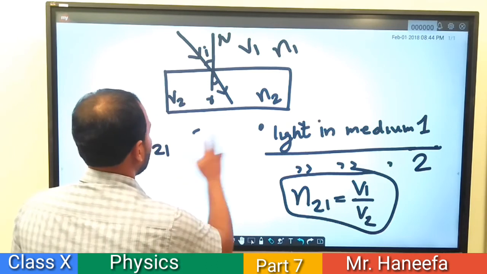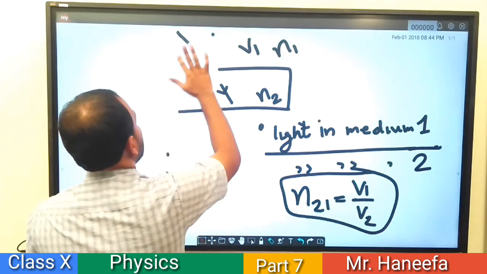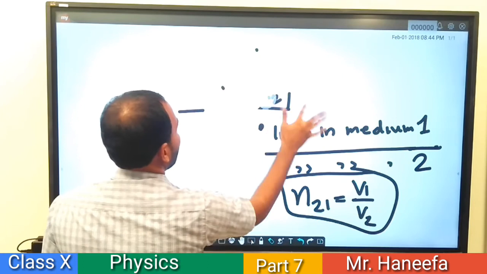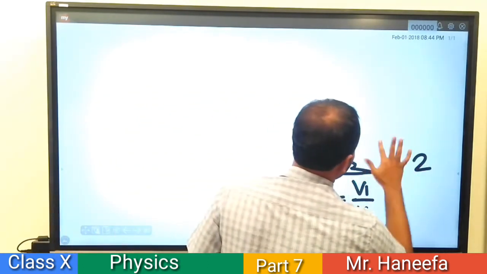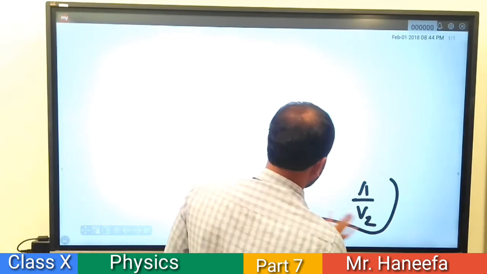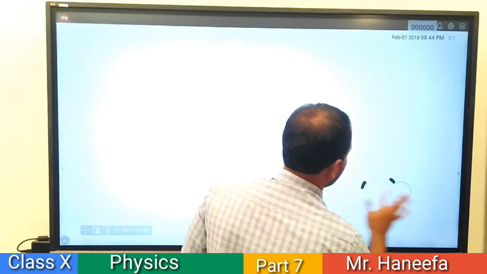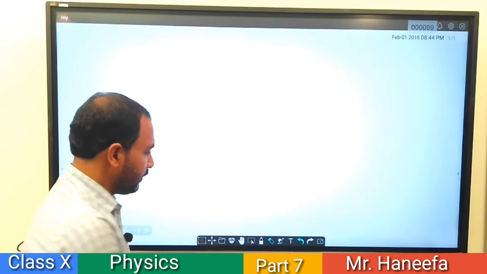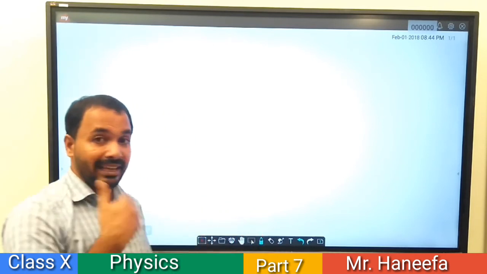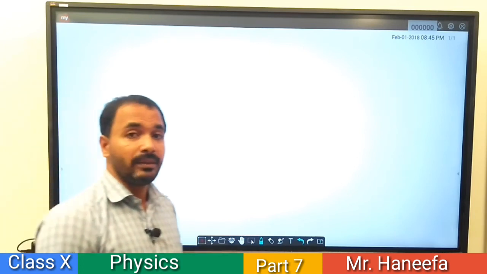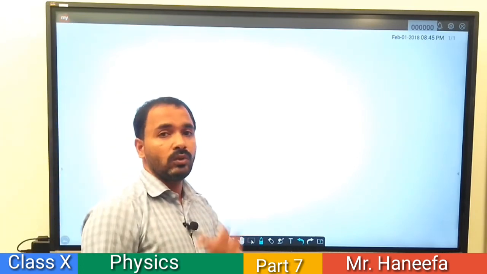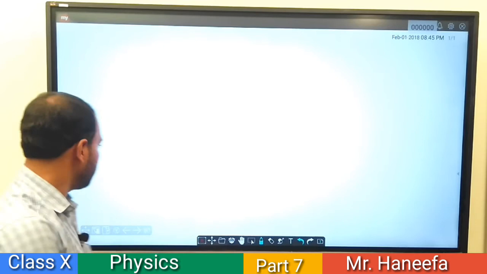So what is refractive index? We discussed the refractive index of the medium. It is the ratio of the speed of light in air to the speed of light in the medium. Then what is the relative refractive index? It is the ratio of the speed of light in medium 1 to the speed of light in medium 2.